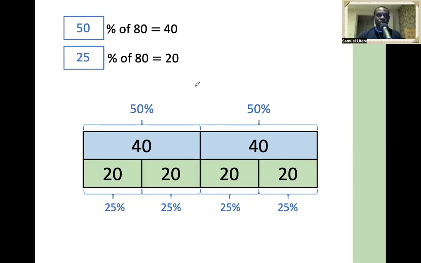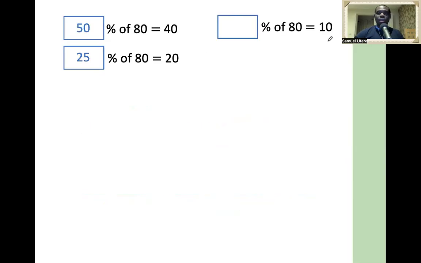Let's look at another one. If we want to find what percentage of 80 is equal to 10, this is like an inverse way of thinking about it. Same thing. We say, okay, how many lots of 10 can we get from 80? You say, all right, it's 8. So we can get 8 lots.